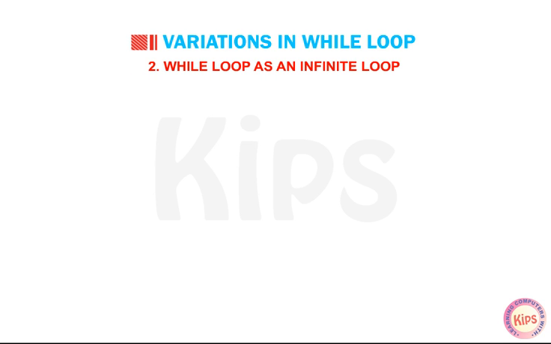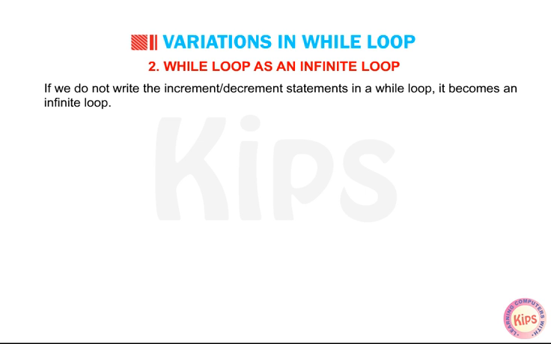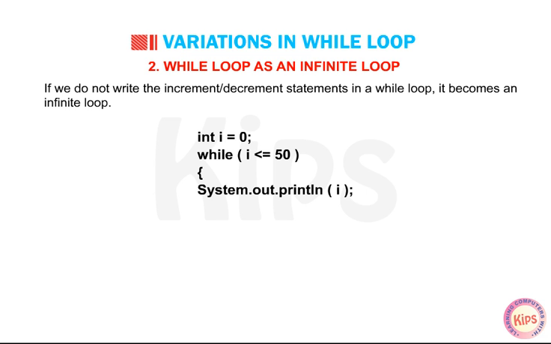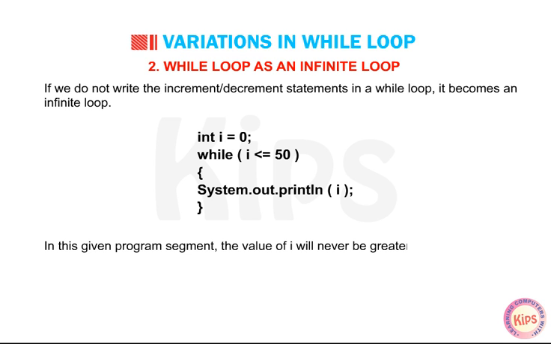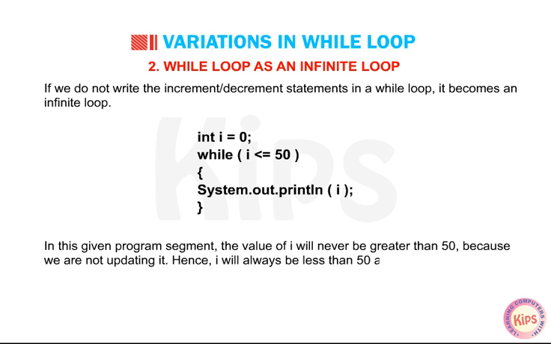Number 2: while loop as an infinite loop. If we do not write the increment or decrement statements in a while loop, it becomes an infinite loop. int i = 0; while (i <= 50) { System.out.println(i); } In the given program segment, the value of i will never be greater than 50 because we are not updating it. Hence, i will always be less than 50 and the loop will execute endlessly.